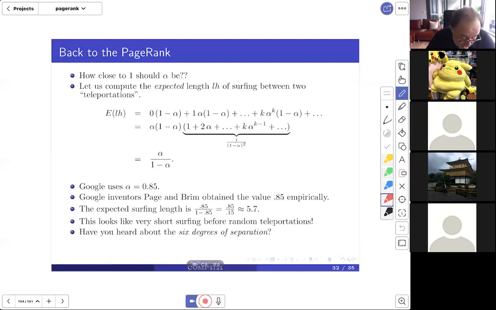So anyhow, 5.7, because of this 6 degrees of separation, is actually good enough, or at least it was the initial value. Okay, so we are out of time. We will very briefly finish with some refinements of PageRank, and then we are going to move to Markov chains for speech recognition.